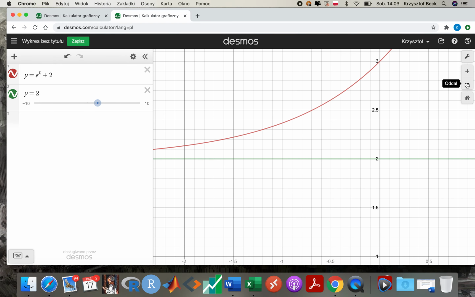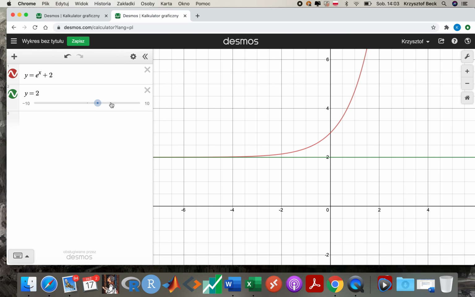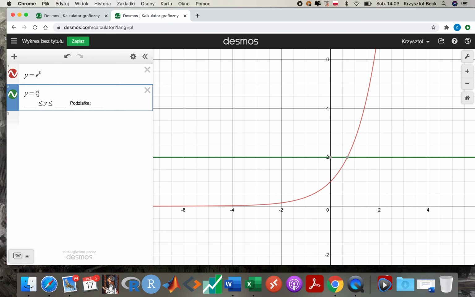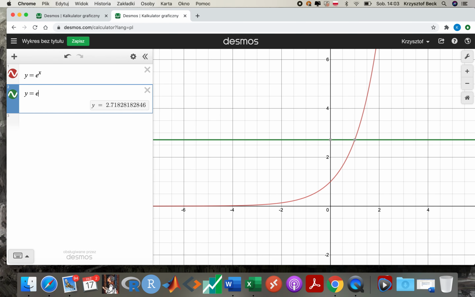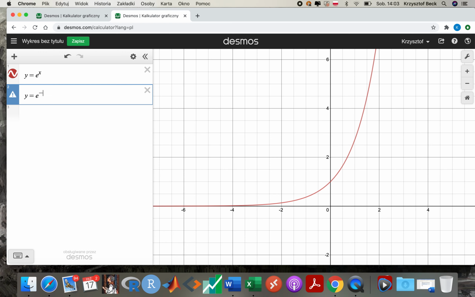Okay, now let's see a couple of interesting transformations we can do with this function. For example, what if I put minus here? Well, actually it's better to see them both. e to the power negative x. We see that the two are mirror reflections of one another.